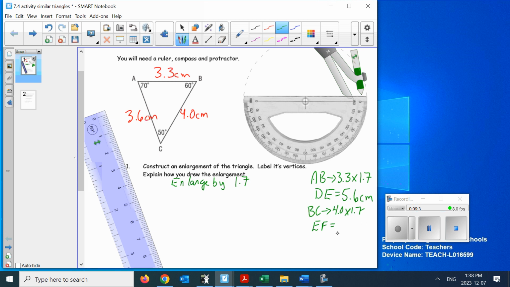And we've got 20 centimeters, 6 fifths. And then the last thing, CA. So that's going to be 3.6 times 1.7. So FD is going to be equal to, and then we'll actually do the dots is.